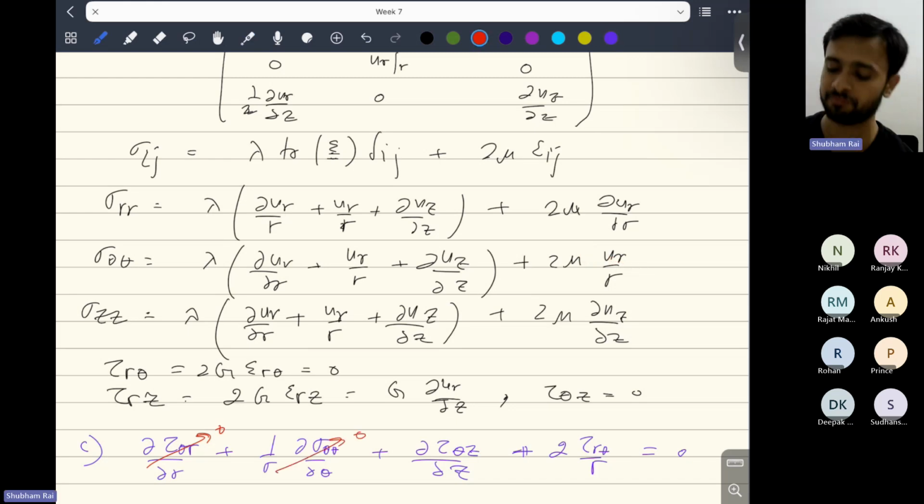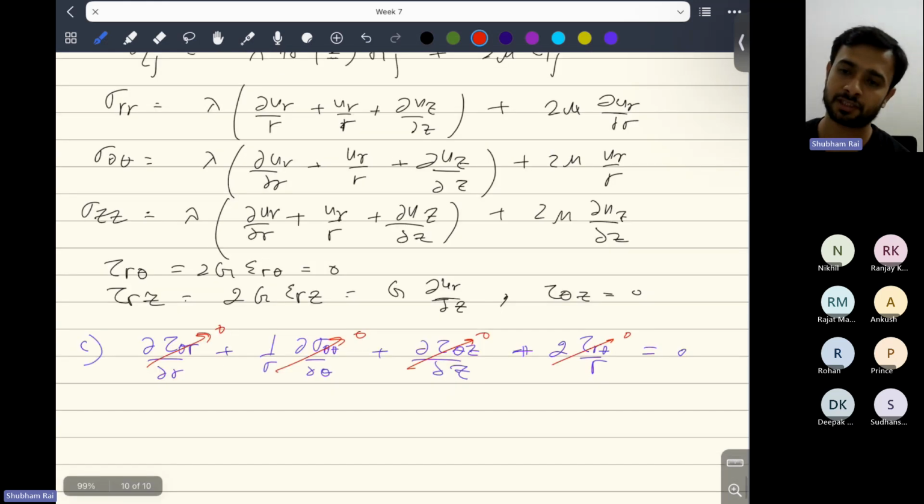So differentiation of this will be 0 with respect to theta. And tau theta z will be 0, so this will also be 0. And again, tau r theta is 0, so this term will also be 0. So that's why this stress equilibrium equation in theta direction is already automatically satisfied.